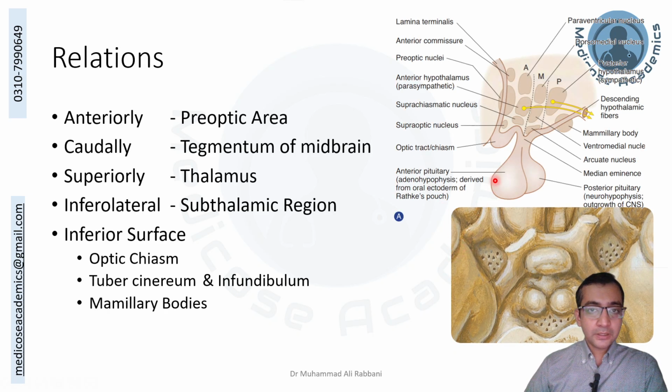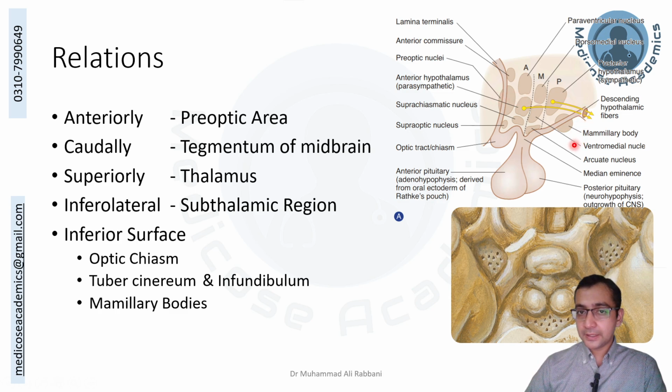Here, one thing that you can discuss is the relations. Anteriorly you will see the boundaries: the lamina terminalis, anterior commissure, and optic chiasm, and some part of the hypothalamus. Functionally, the area anterior to the lamina terminalis is called the preoptic area.